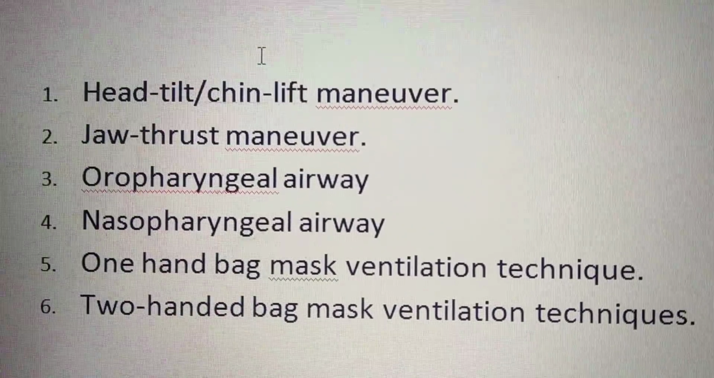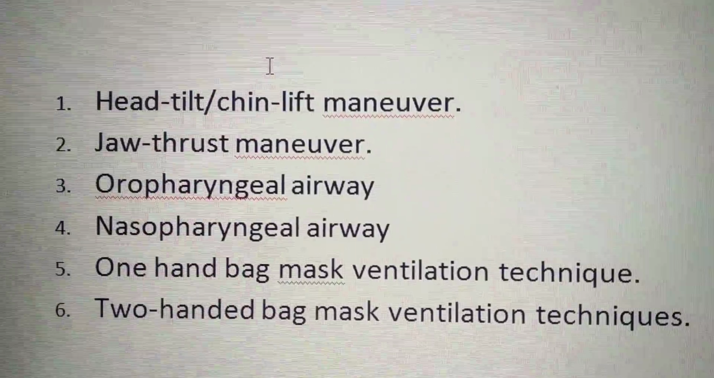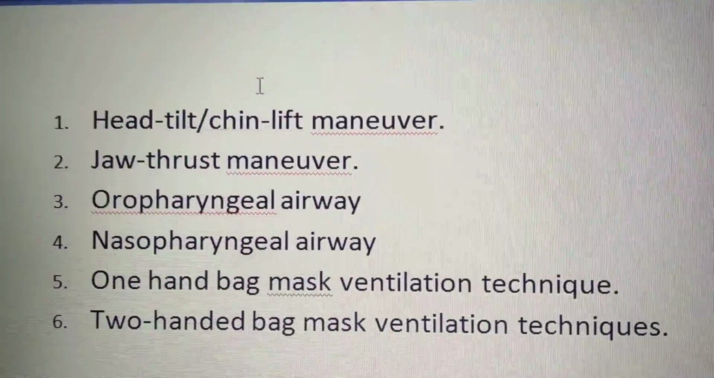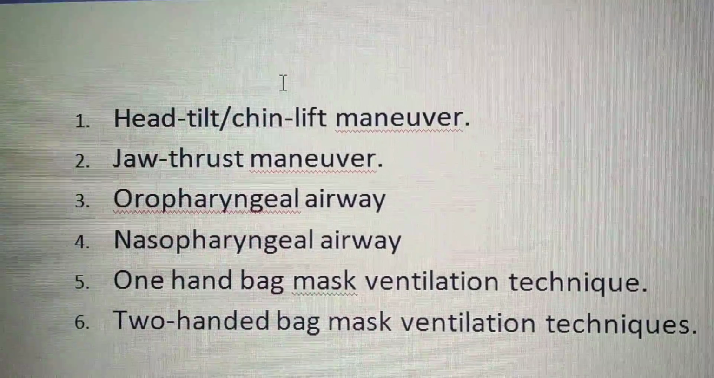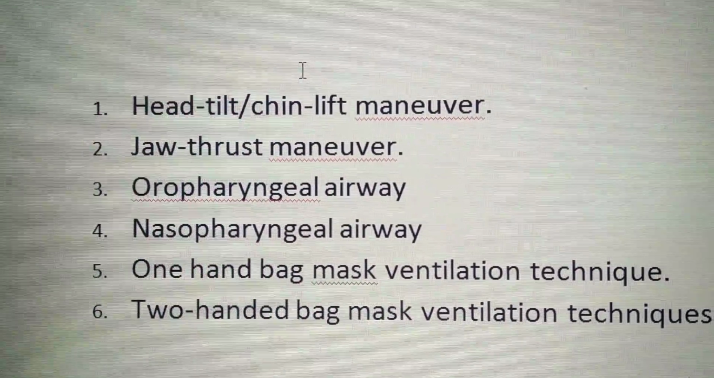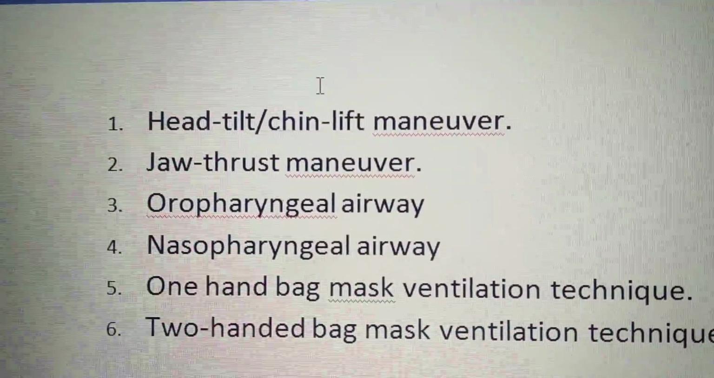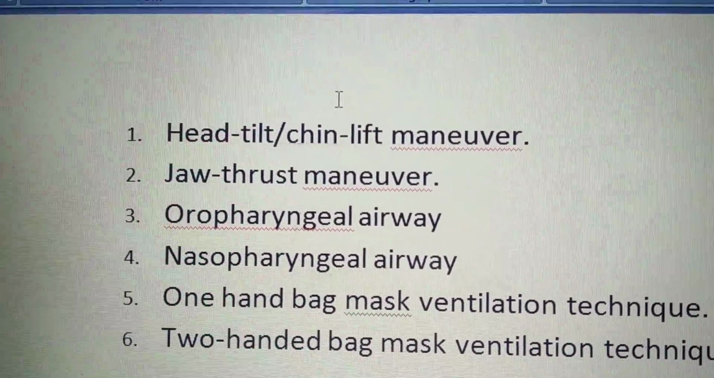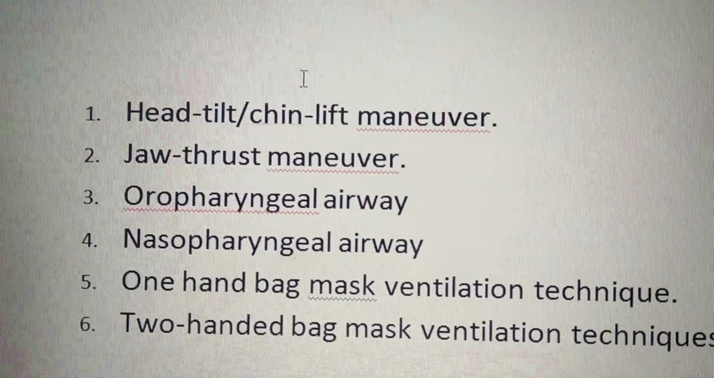One handbag mask ventilation, where one hand is used to hold the mask, another hand is used to hold the bag. Two-handed bag mask, where two people are there, two personnels are there. One person will hold in C and E technique, they hold the mask across against the face, and another person will hold the bag with both the hands and then squeeze the Ambu bag to ventilate the person.